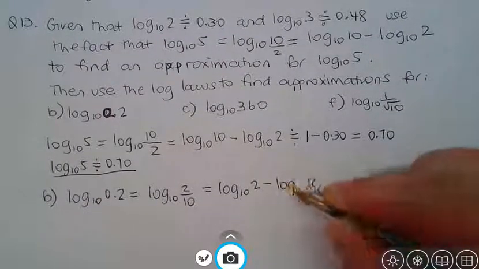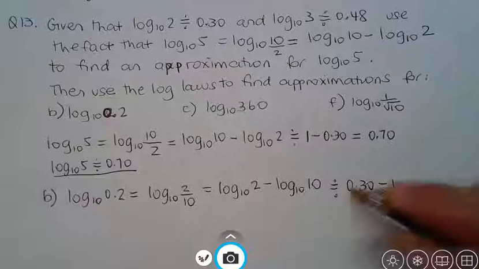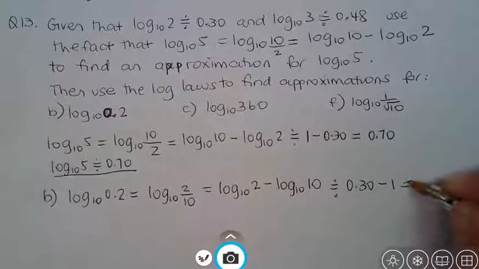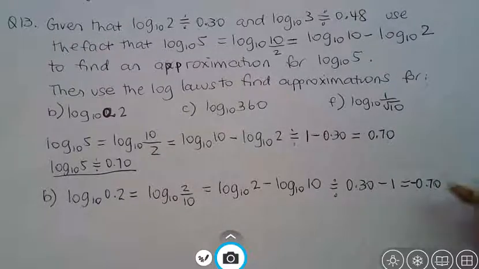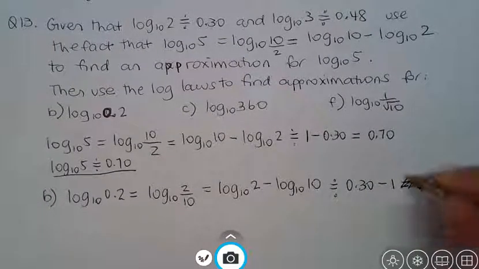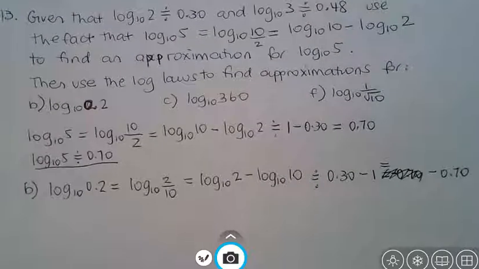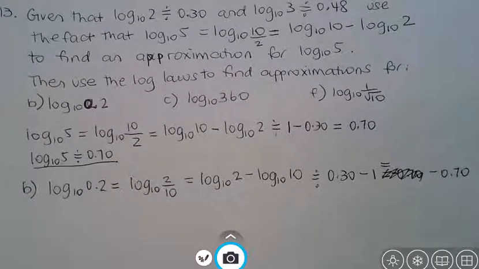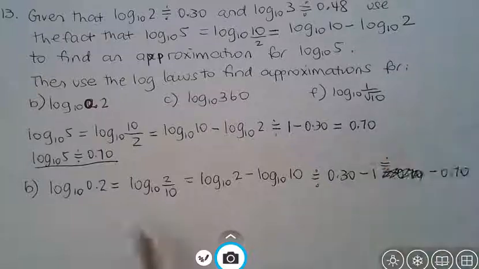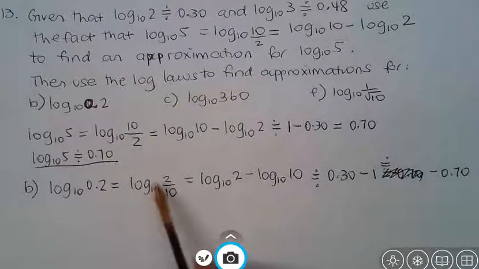And log to the base 10 of 10 we know is 1. So this is 0.30 minus 1, which is negative. Sorry, that's a negative 0. So you can't read that very well. So that equals negative 0.70. Okay, that's an approximation for log to the base 10 of 2/10.